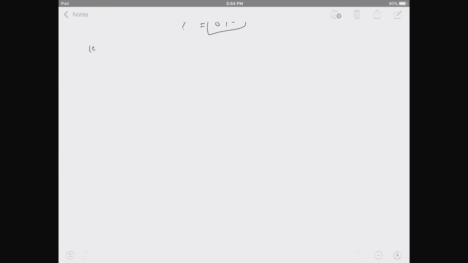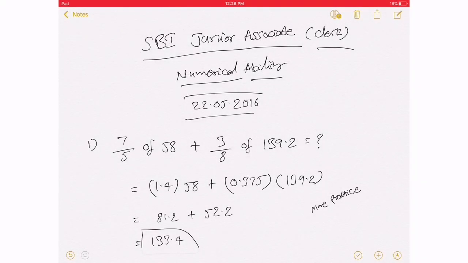The 10th question. This is the final question in this video. You know already. 30 divided by 100 into 1225 minus 64 divided by 100 into 555. This will be equal to 367.5 minus 355.2. That is equal to 12.3. So these are the 10 simple arithmetic questions faced by the candidates who wrote the SBI preliminary exam on 22nd May 2016. These 10 questions carry 10 marks.